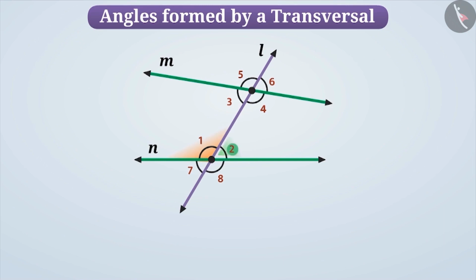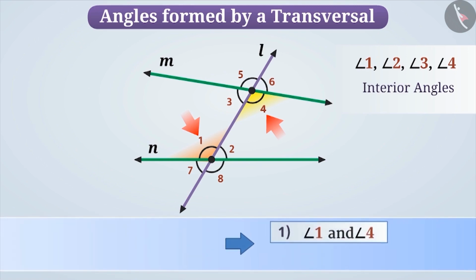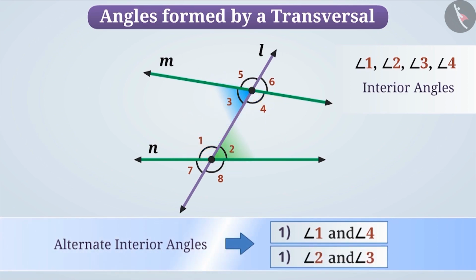Since angle 1, angle 2, angle 3 and angle 4 are in between the lines M and N, they are interior angles. If we talk about angle 1 and angle 4, they are interior angles and their vertex is different and they are on the opposite sides of the transversal. Therefore, such angles are called alternate interior angles. Similarly, here, angle 2 and angle 3 are also a pair of alternate interior angles.